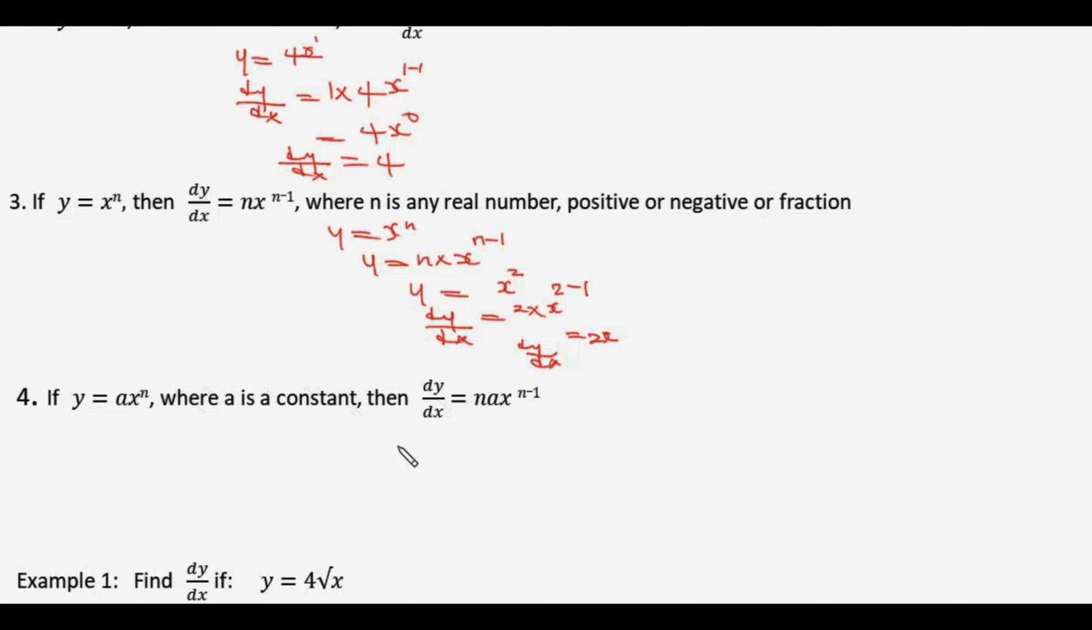If we illustrate, let's say y equals 5x squared. Here our a is 5, and our n is 2. So we apply the rule: dy/dx is equal to 2, which is our n, multiplied by 5, so 2 times 5, x, and then 2 subtracted by 1. So here our dy/dx will be equal to 10x.